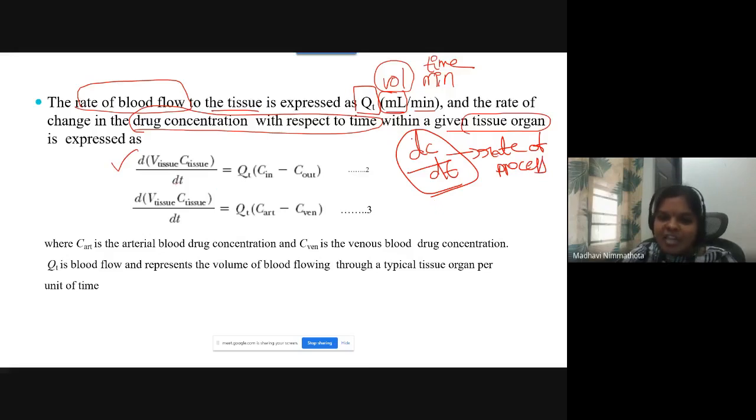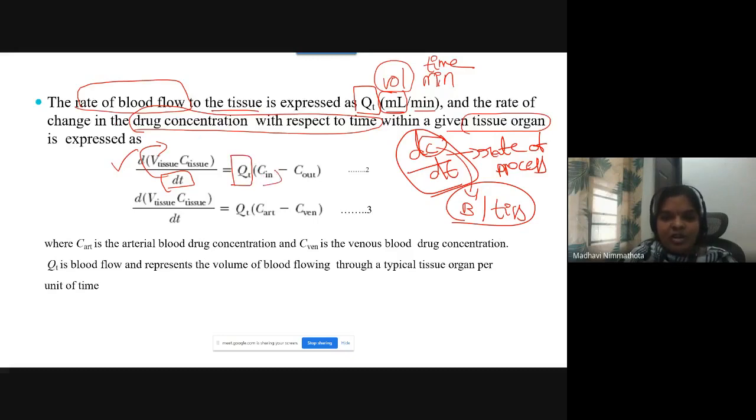So here, instead of writing this C, you can write V of tissue, C of tissue. Here it means your drug is transported between the blood and tissues. So that's what you can write instead of C here: V of tissue and C of tissue, divided by dt. With respect to time, your concentration of drug will vary. This gives you the Q_T, that is the rate of blood flow, times C in minus C out.